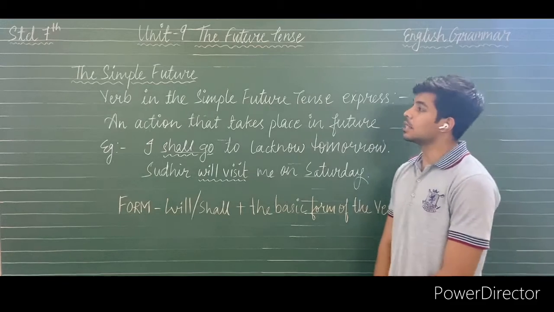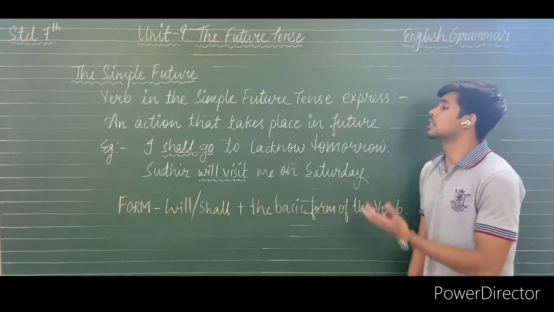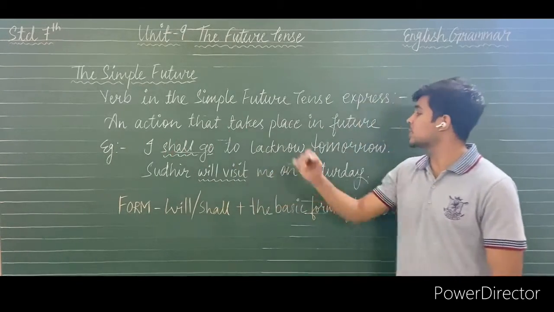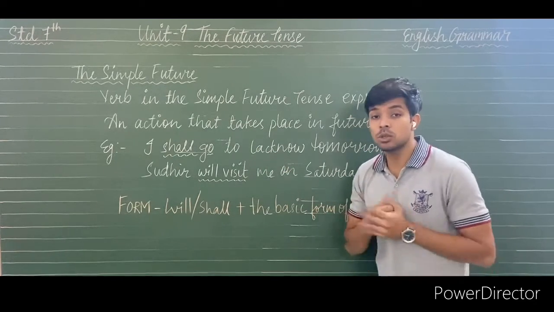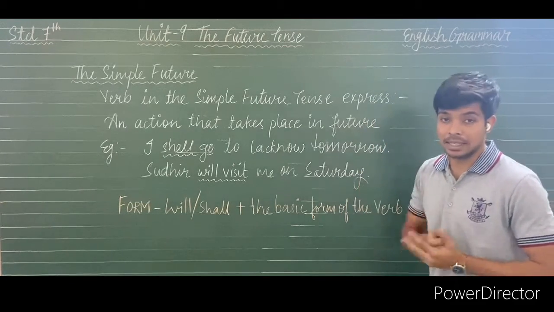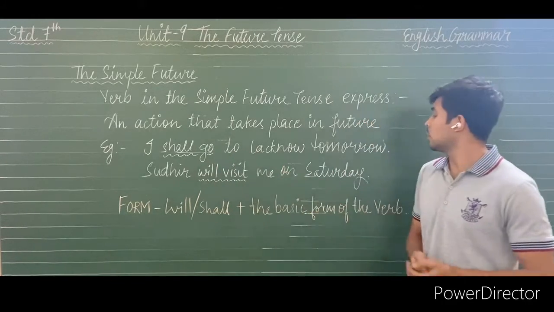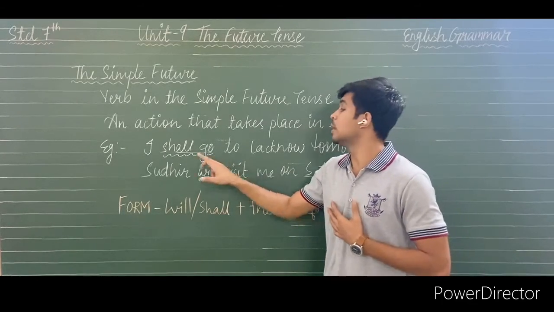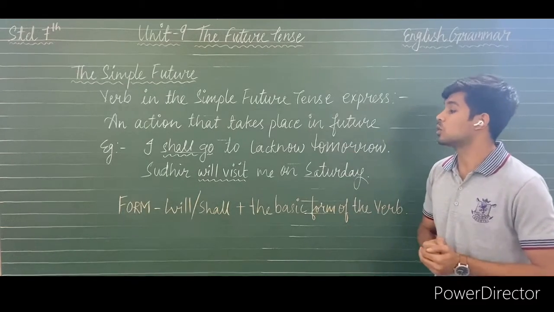Now we will discuss the simple future tense. Verbs in the simple future tense express an action that takes place in the future. It means the simple future tense is used to talk about actions which will take place in the future. For example, I shall go to Lucknow tomorrow. So here go is the form of a verb, and shall represents that the sentence is in the simple future tense.